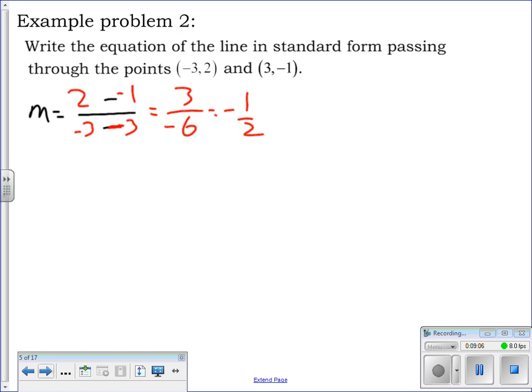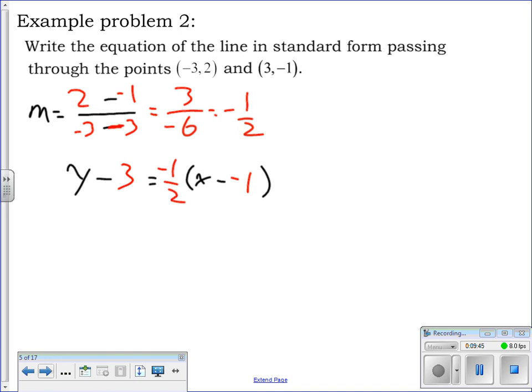Now I start going to work. Same thing, y minus equals x minus, fill in the blanks. And I can pick either x, y coordinate. It doesn't matter which one. I'm going to go with 3, -1. I think that'll be an easier one to work with, but in the end, I would have the same answer with either one. Put 3 here, put -1 there, and then put -1/2 here.